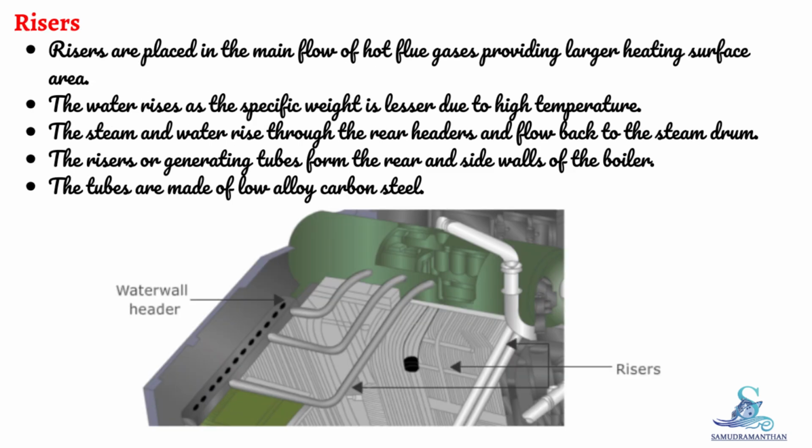Risers are placed in the main flow of hot flue gases providing larger heating surface area. The water rises as the specific weight is lesser due to high temperature. The steam and water rise through the rear headers and flow back to the steam drum. The risers or generating tubes form the rear and side walls of the boiler. The tubes are made of low-alloy carbon steel.